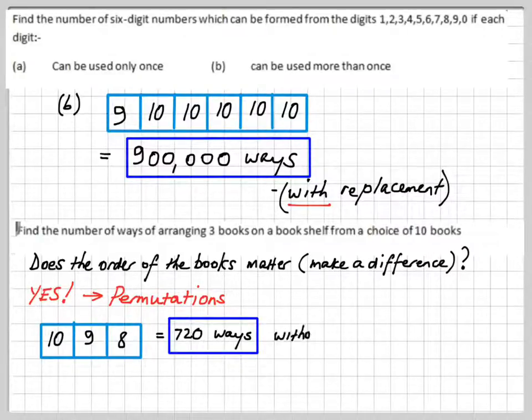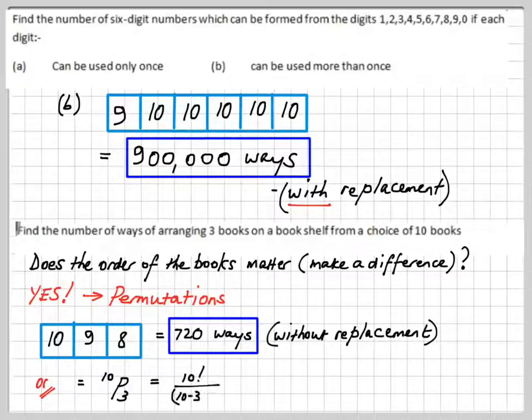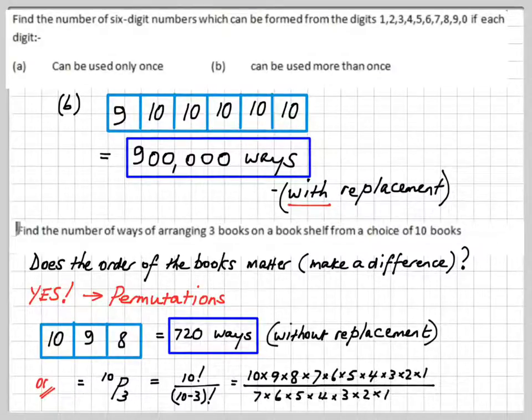Okay, that's without replacement, of course. Or we could have done it this other way. This is a straight permutations question with no tricks like that number thing above. So we could just say, well, it's 10P3, choosing 3 from 10, which gets us 10 factorial over (10 minus 3) factorial, which is 10 factorial over 7 factorial, and we're going to have a massive cancelling here. 7's cancel, 6's cancel, 5's cancel, 4's cancel, 3's cancel, 2's cancel, and we just get what we got above.